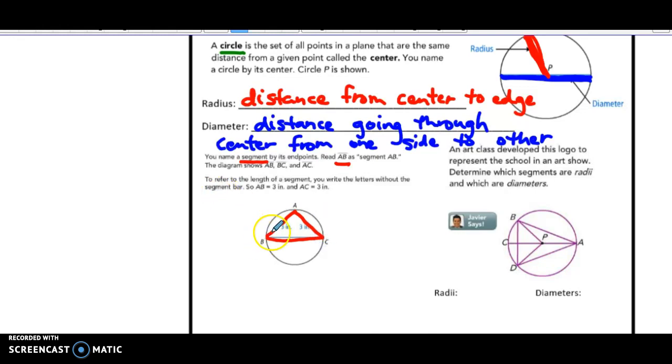So if we want to refer to the length of a segment, then we write the letters without the segment bar over it. So AB equals 3. Whenever I'm telling you what it equals, I don't need that line. So I could say AB equals 3. Or if I want to refer to the segment itself, I'll put the line over it. But you would not see this: line segment AB equals 3.